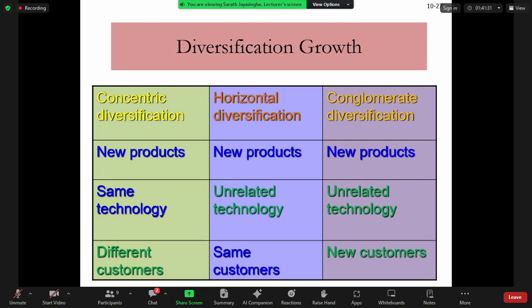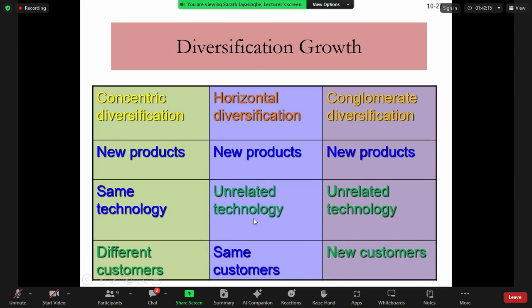In concentric diversification, let's think of an example: new products, same technology. Say we make auto AC for our company. Then as a new product we can make home AC. Home AC is a new product, but the same technology we are using, for different customers. Car users are not the same customers as home users, those who use home AC are a different group. Then horizontal diversification: for example, if you get a new product with unrelated technology.